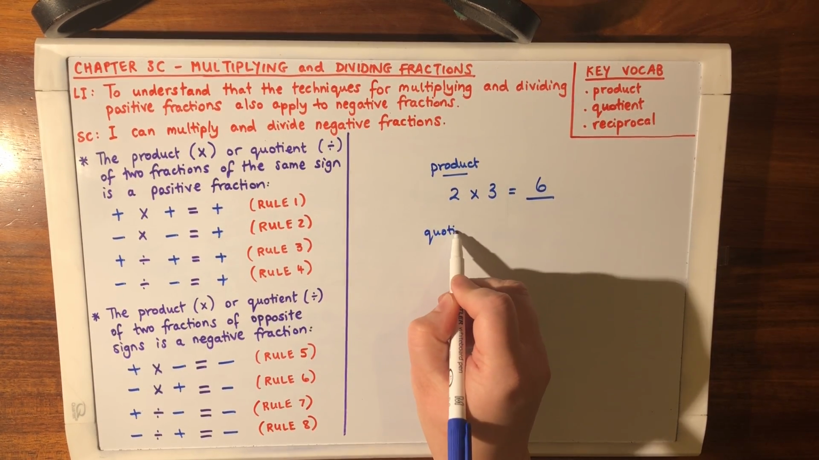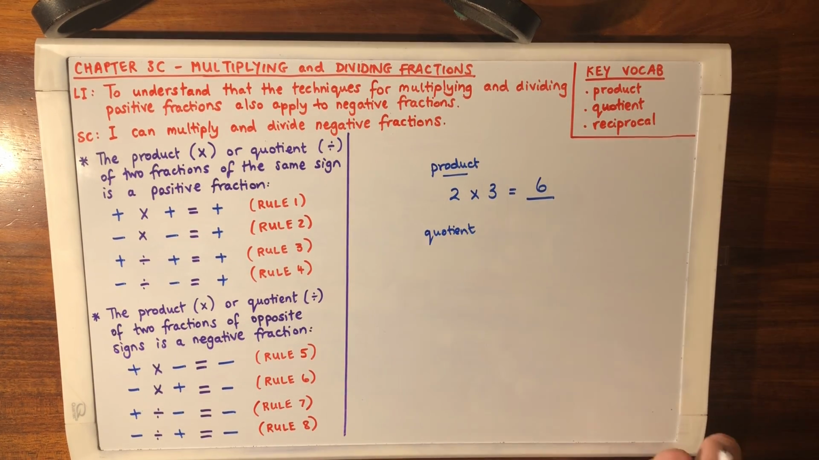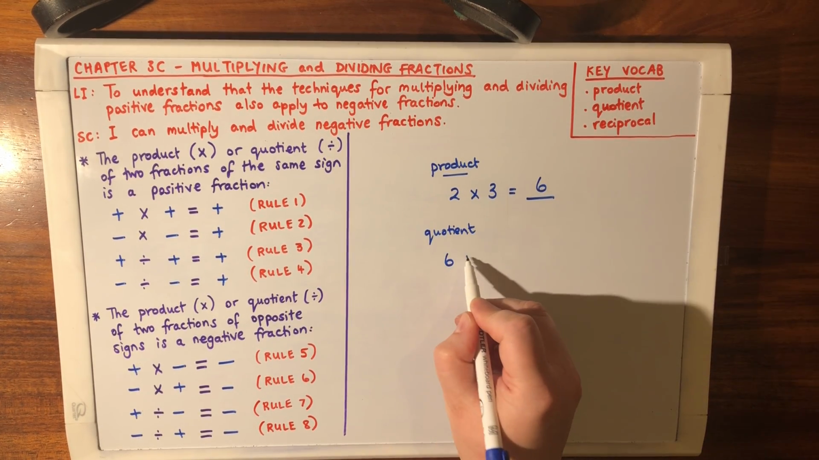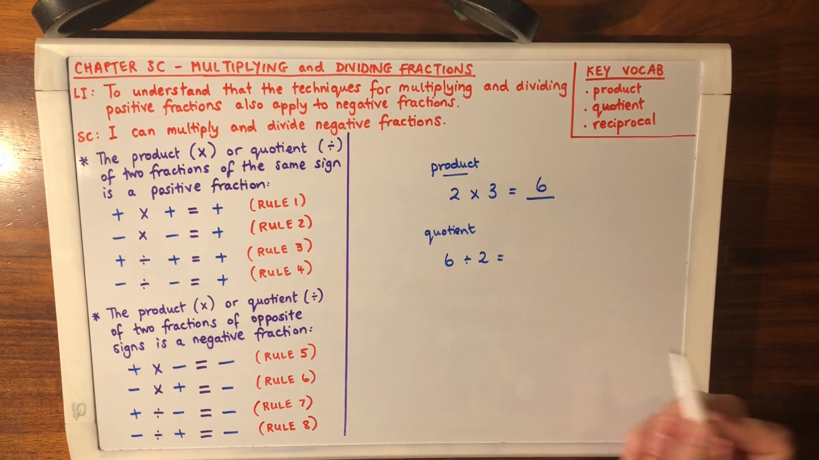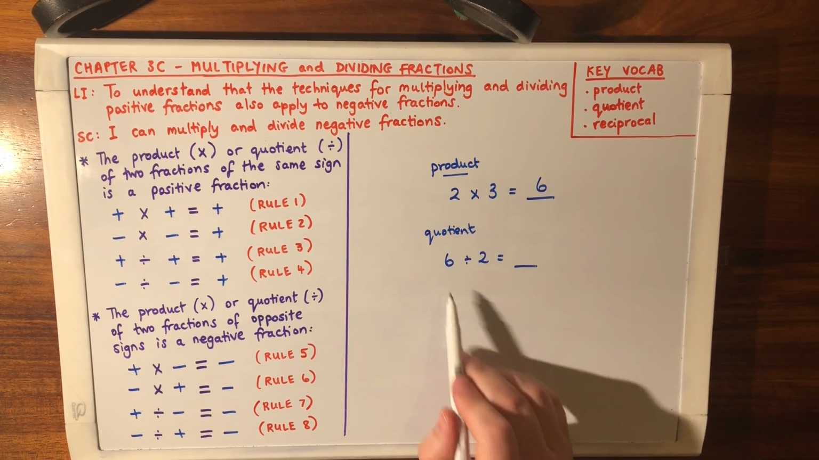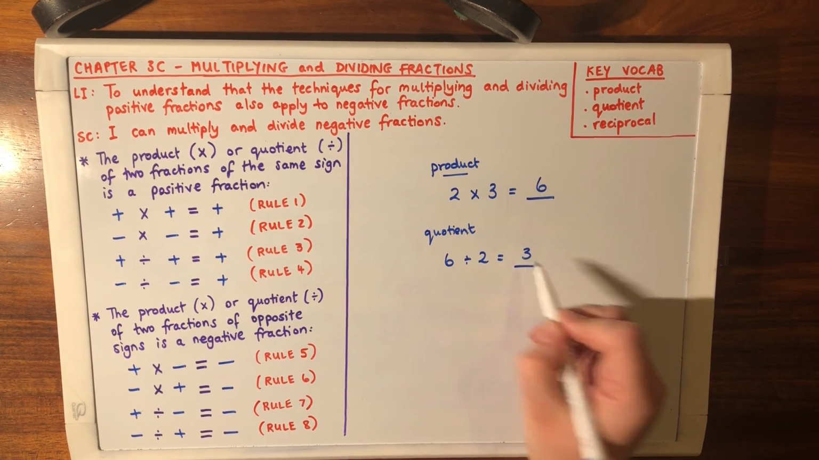Quotient is the answer to a division equation. So 6 divided by 2 equals the quotient. So 6 divided by 2 would be, and the quotient would be 3.